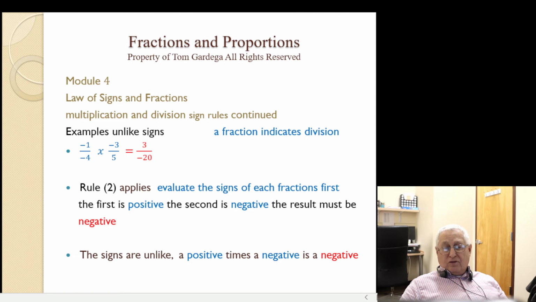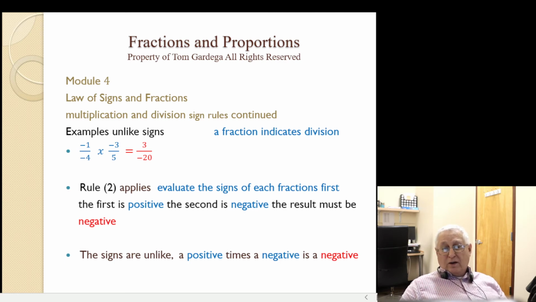Fractions indicate division. Let's look at this here. We have negative 1 divided by a negative 4 times a negative 3 divided by a positive 5. Negative 1 times negative 3 is 3. A negative 4 times a positive 5 is negative 20.